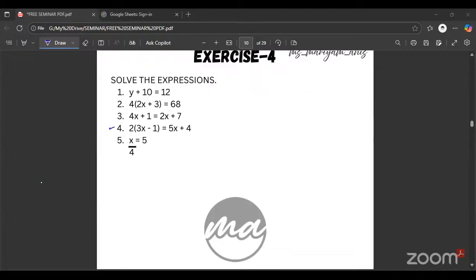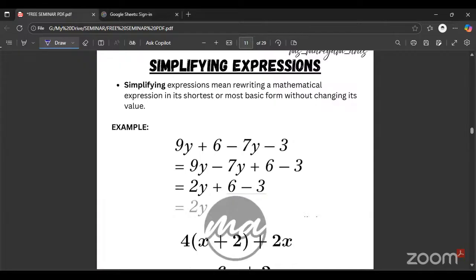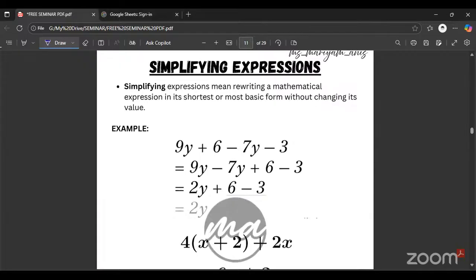Okay, so let's move on. Our next topic is simplifying expressions. Simplifying expressions means rewriting a mathematical expression in its shortest or most basic form without changing its value. Okay, that's what simplification means.